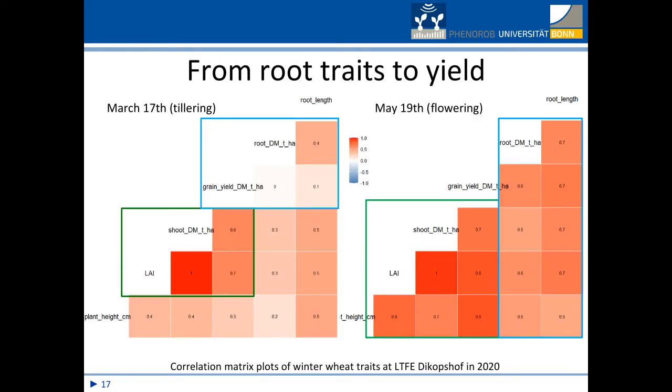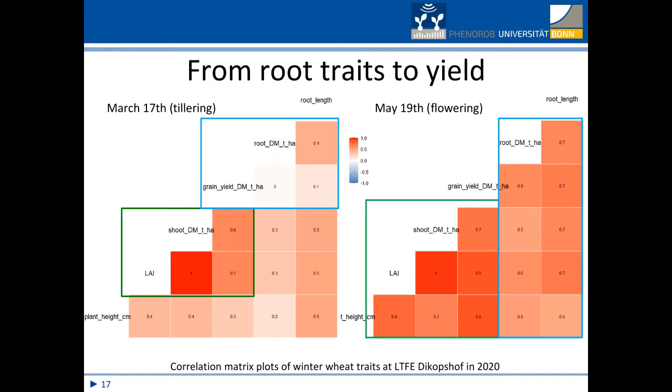But can we correlate root traits to yield? Root growth is a dynamic process that involves complex interactions among the atmosphere, the plant, and the soil. Therefore, it often becomes difficult to trace a meaningful association of roots and yield.